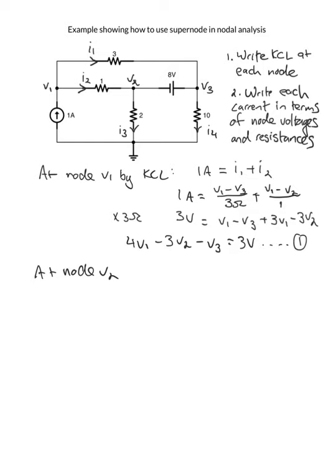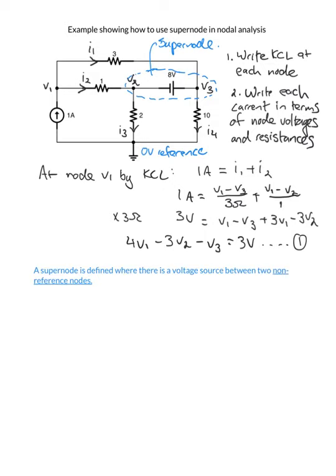And we solve that by defining a supernode. Remember that our 0-volt reference node is at the bottom here. So we define a supernode as a voltage source that is between 2 non-reference nodes. So in this circuit, this is the supernode. And now we just write Kirchhoff's current law at the supernode.